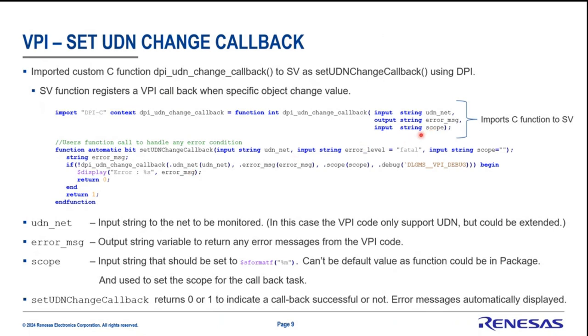The scope is something that's needed, and it has to match basically $sformatf %m. I can't have a default value because otherwise it takes the default where the function is. But the scope input basically is saying when this function is called, this is the current location in the hierarchy. And this is needed because what this VPI function will do is monitor that net. And when it changes value, it goes and looks for a specific task in this scope to go and execute. So we'll see that on the next slide.